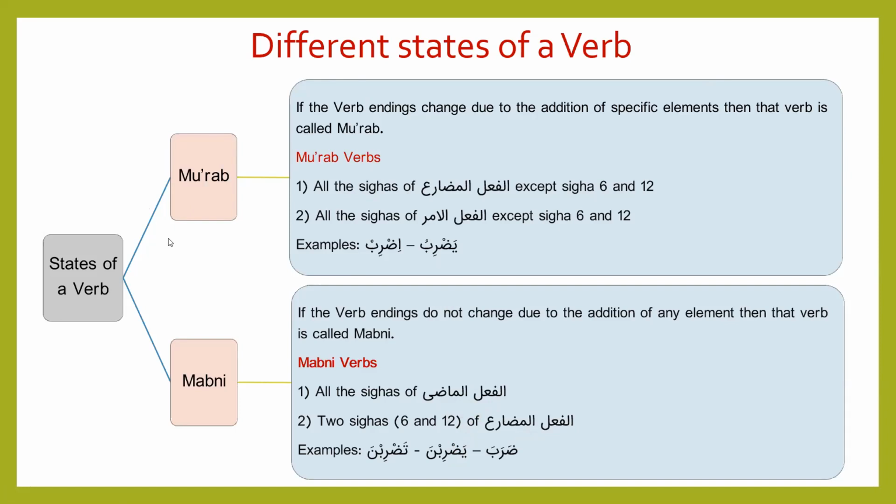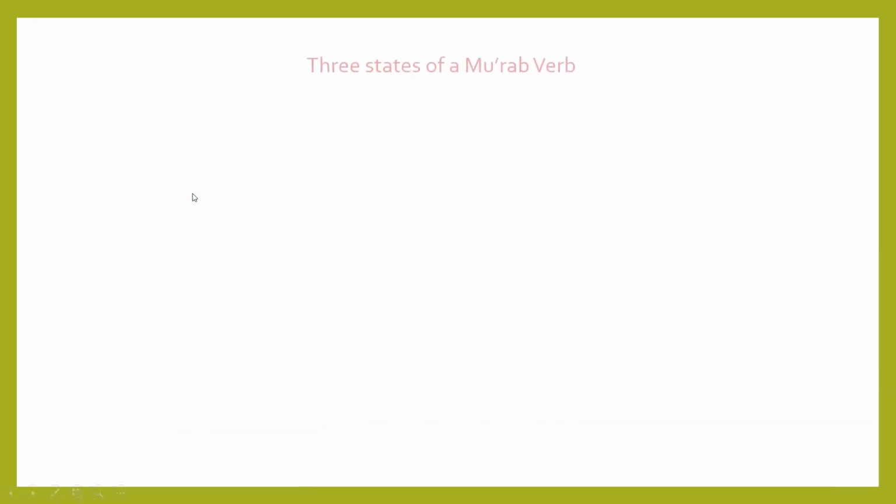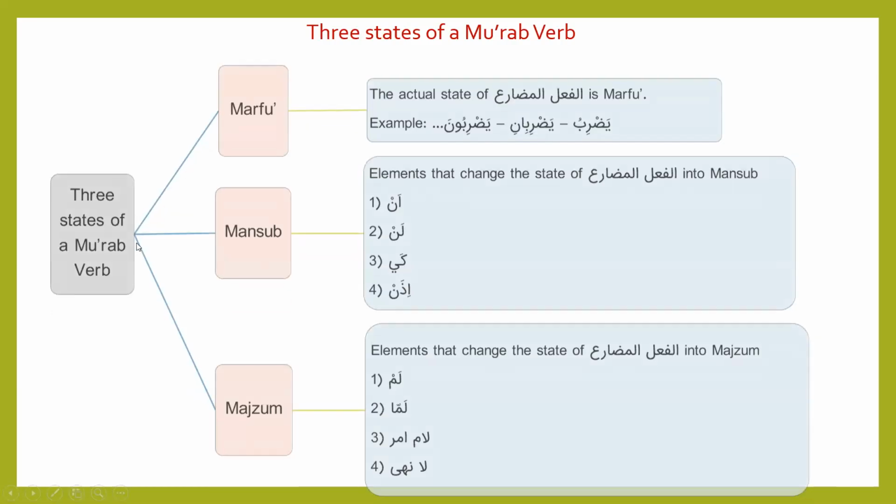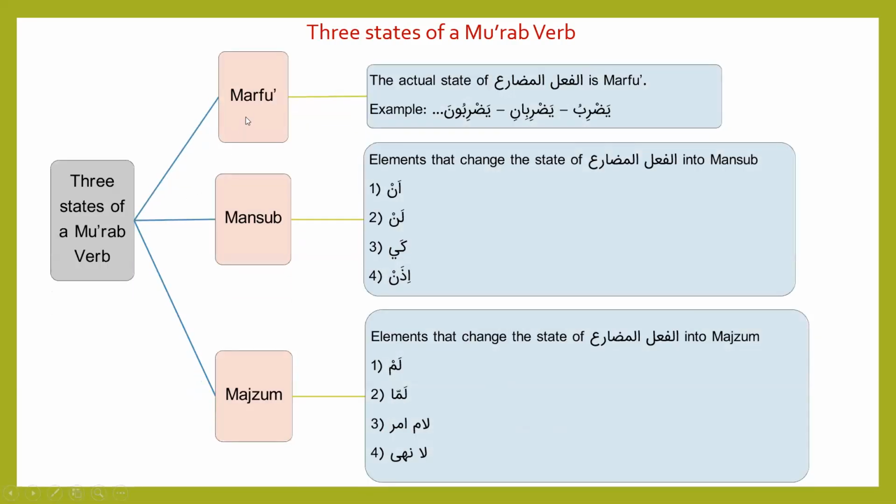Okay. Now, states of verb, mu'rab and mabni. So mu'rab, let me have a discussion. There are 3 states of a mu'rab fail. If a fail is mu'rab, it can be marfu, it can be mansoob, it can be majzoom. These are the 3 states. The actual state of fail mudari is marfu. Whenever you're forming fail mudari, it's marfu. If you remember, we had a discussion on that when we were forming fail mudari.